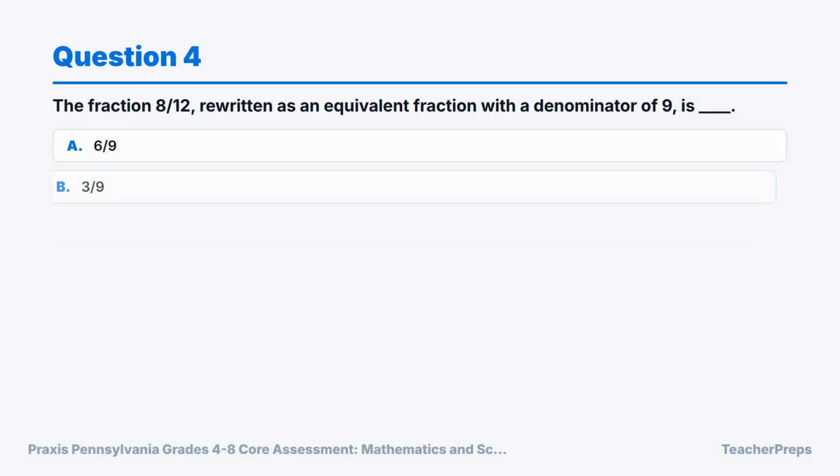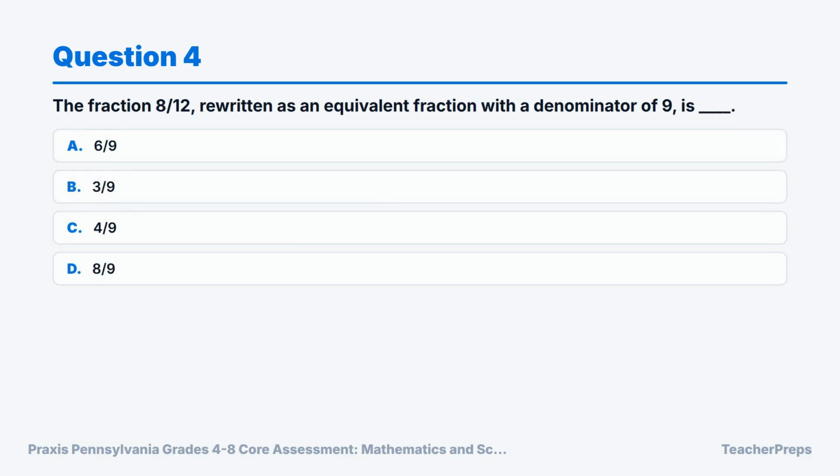Question 4. The fraction 8/12, rewritten as an equivalent fraction with a denominator of 9, is ____. Pause the video and select the best answer.